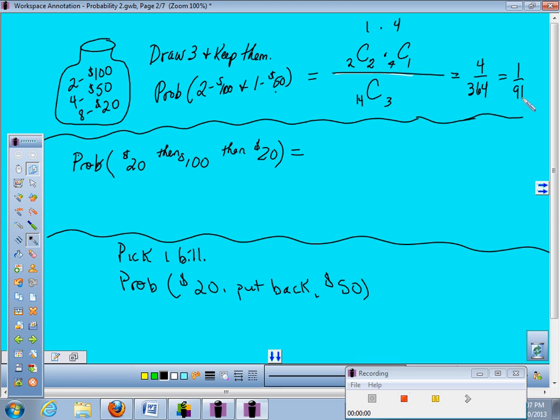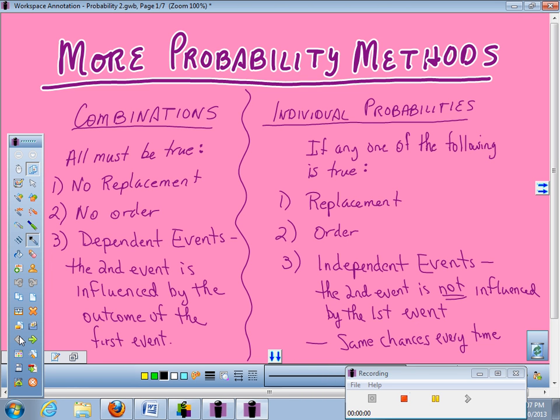The other thing we're assuming: once you pick it, are you putting it back in? You're keeping it out. Combinations assume that you're not going to replace it. Once you take it out, it's out. So if you have a problem where they tell you you take it out and then you put it back before you draw the next one, you can't use combinations anymore. So that's what I was talking about with this list of stuff you started copying back here. Combinations assume there's no replacement. You're not going to put it back after you draw it. There's no order.